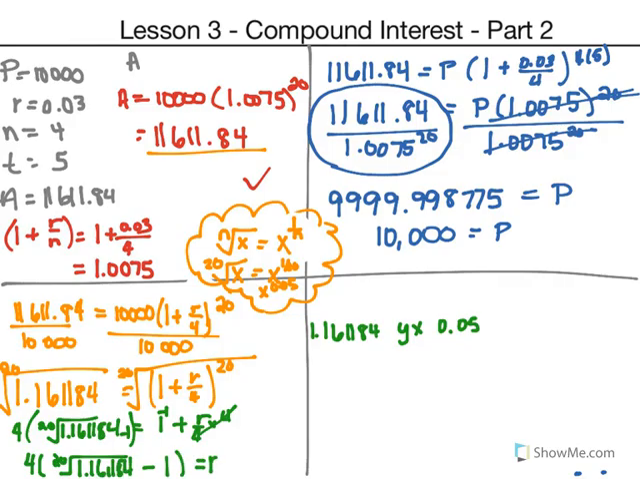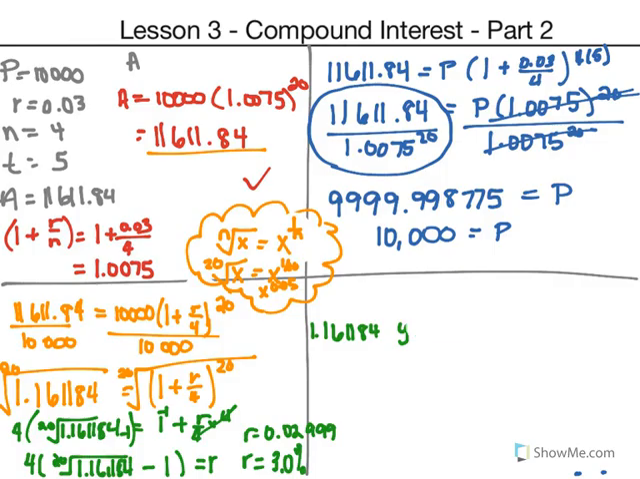So pause the video, type that into your calculator. You should get r to equal 0.02999, and it goes on and on for a bit, which is 3.0%.